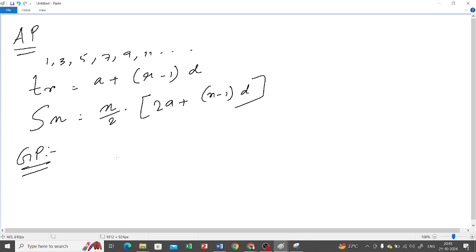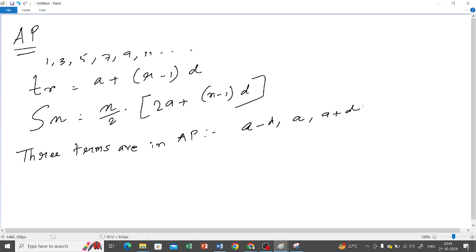Before starting with GP, if it is given that 3 terms are in AP, then the 3 terms are A minus D, A, and A plus D. If it is given that 4 terms are in AP, then A minus 3D, A minus D, A plus D, and A plus 3D. Right? Now comes GP.